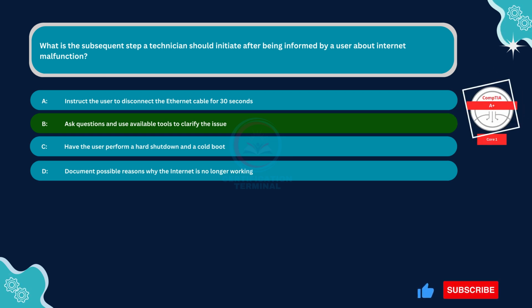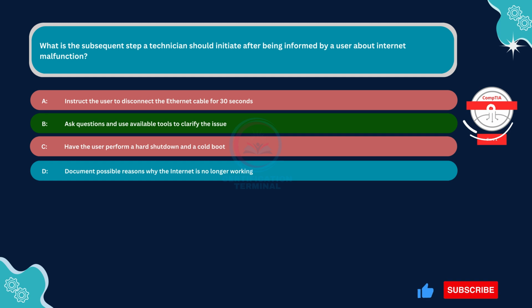This step is essential for identifying the root cause of the issue and determining the appropriate course of action to resolve it effectively. Option A is incorrect. While power cycling the network equipment by disconnecting the Ethernet cable for a brief period can sometimes resolve connectivity issues, it is not the subsequent step a technician should take. Before resorting to hardware manipulation, it's essential to gather more information and diagnose the problem further.